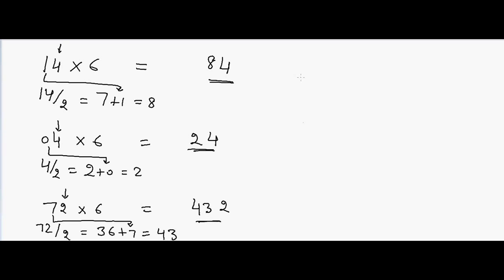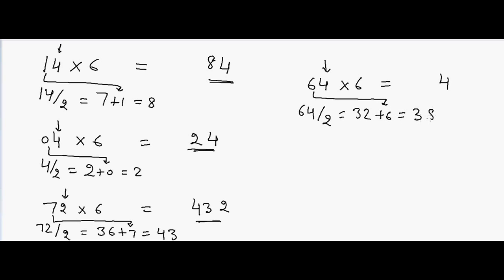Again, another example: if I have 64 and I want to multiply by 6, I'll take the last digit, which is 4, and then 64 divided by 2 is equal to 32, and then I'll add 6 to it. That will give me 38. The answer is 384. So how did I get this trick?